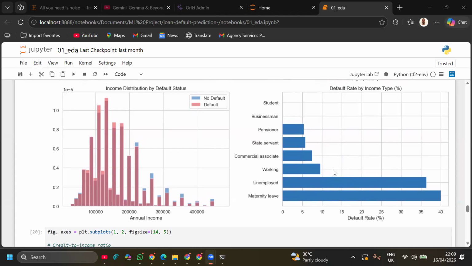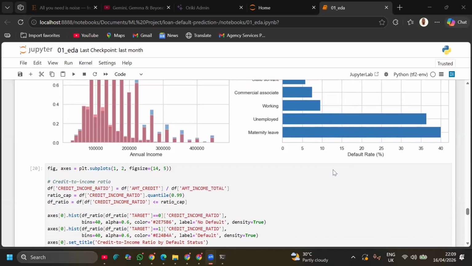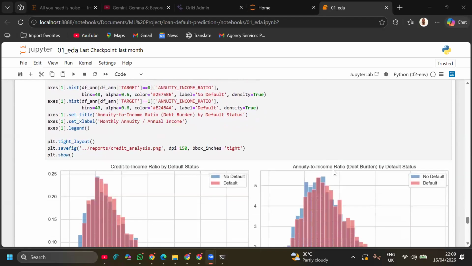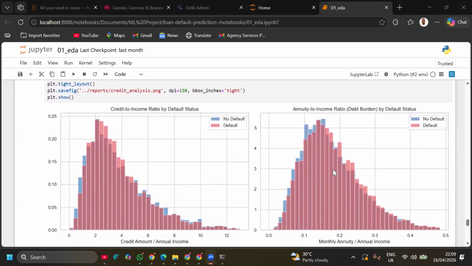the default rate by your income type. So is it the students, is it businessmen? So we look at it, we see that people that are on maternity leave, people that are unemployed, and some that are actually working are those that actually contributed to the default. So basically, this is just what the exploratory analysis is trying to tell us.